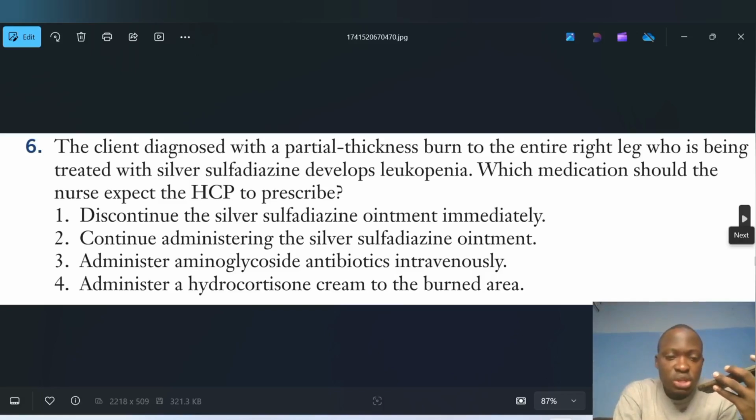What do you guys think? Alright, the answer is number 2. Continue giving this silver sulfadiazine. First off, when you give sulfadiazine to this patient and then they develop leukopenia, this is expected. It's just temporary. With time, it will subside and the WBCs will get back to their normal levels.